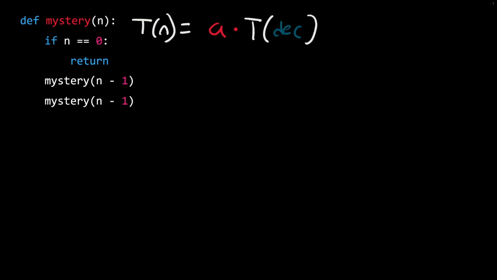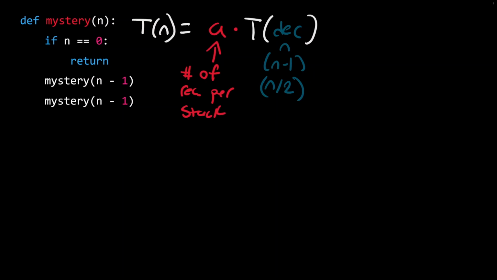So again, this can look something like n minus 1, or n divided by 2, and so on. And remember, this is the number of possible recursive calls per stack. And then how much work of n are you going to be doing each iteration?